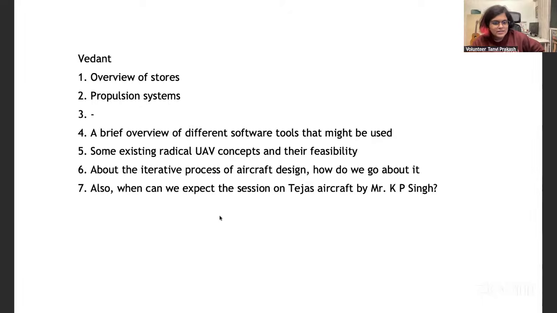Now, the last question is, when can we expect the session on Tejas aircraft by Mr. KP Singh? I'll request you to take that. Yeah. So Mr. KP Singh is ready. He is keen to talk to us. We can do it very soon. Maybe some date can be recommended by people if there are certain windows to avoid.